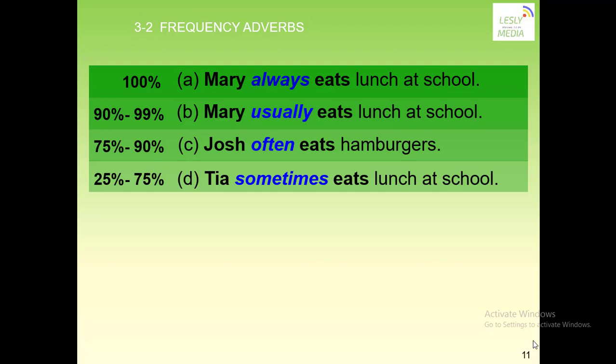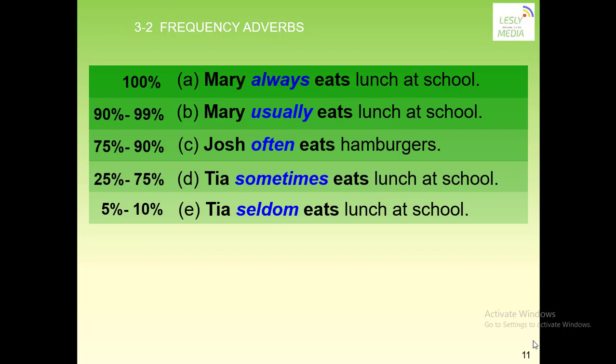Next. Tia sometimes eats lunch at school. What's the meaning of sometimes? Kadang-kadang. Yeah, it means that 25% until 75%. Okay, next. Tia seldom eats lunch at school. Seldom here means jarang or 5% until 10%.